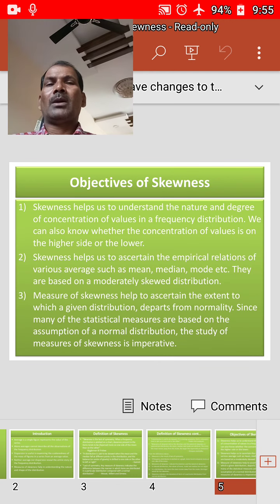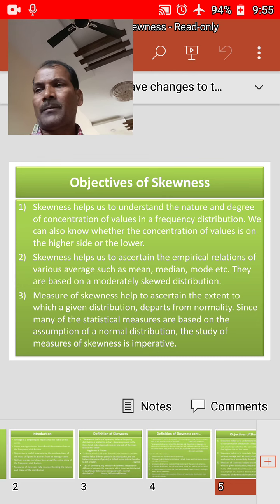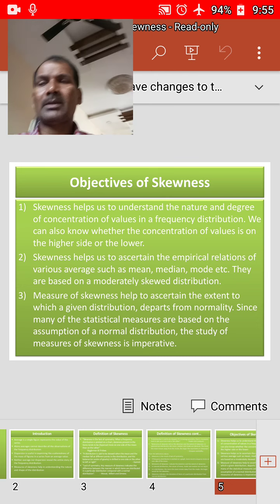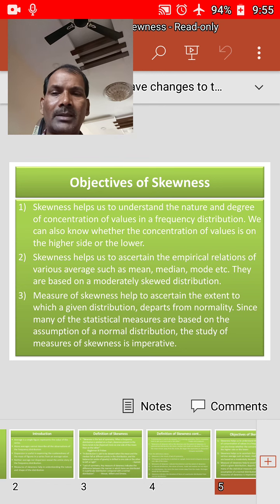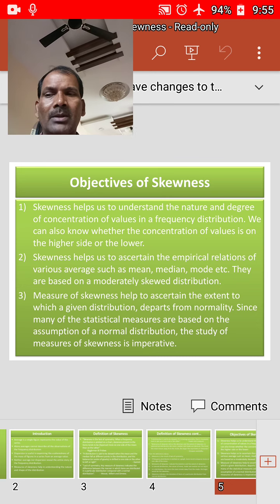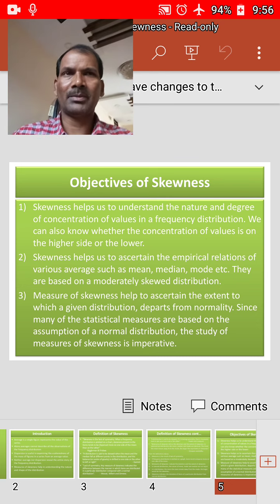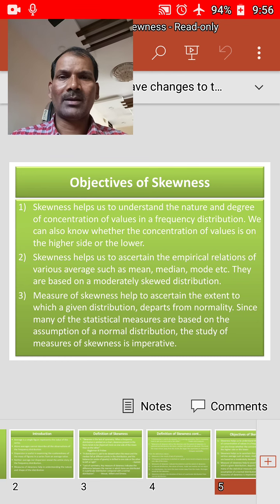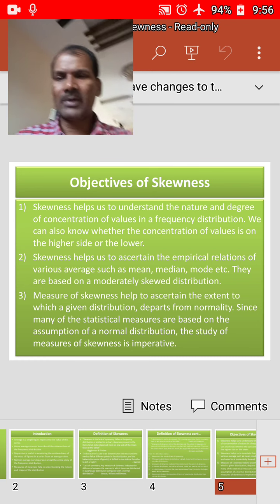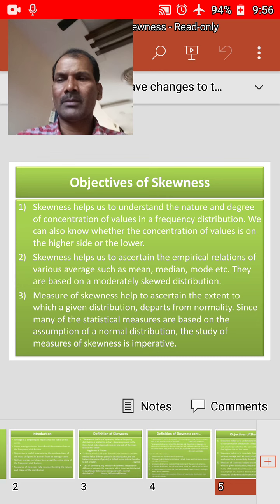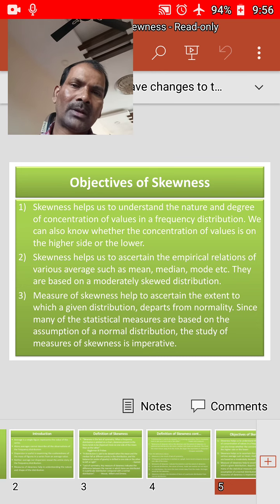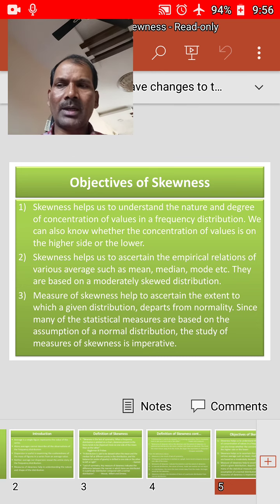We will discuss now the objectives of skewness. The concept of skewness has gained importance due to the fact that statistical theory is often based upon the assumptions of the normal distribution. You are able to compare the skewness with the normal distribution. The significance of skewness will be clear from the objectives which it has to accomplish.